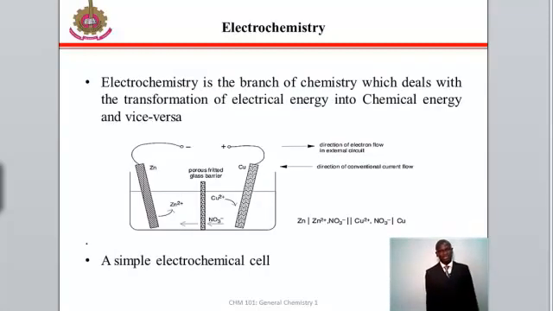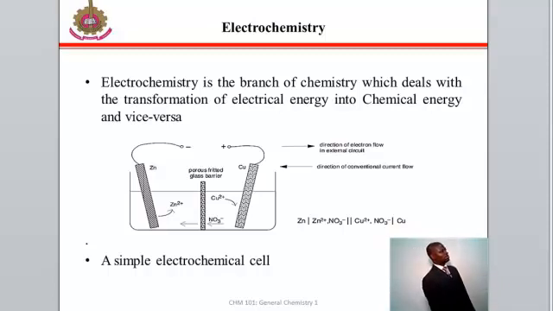From the word electrochemistry, two words, electro and chemistry. A branch of chemistry that deals with the transformation of electrical energy to chemical energy is called electrochemistry. Electrical energy, we are converting it to chemical energy. A simple electrochemical cell is as shown.